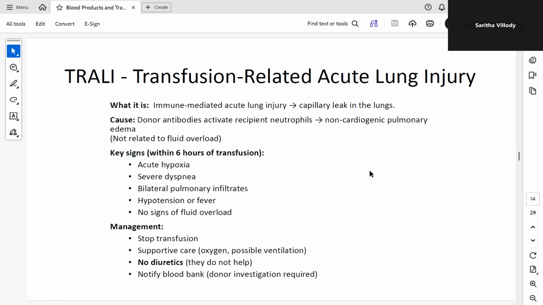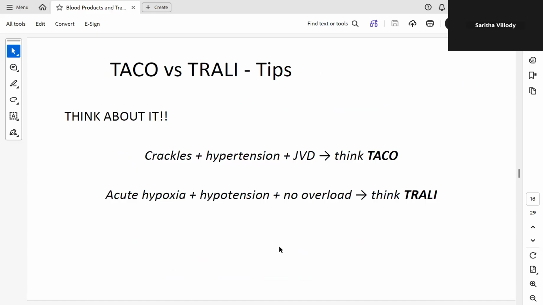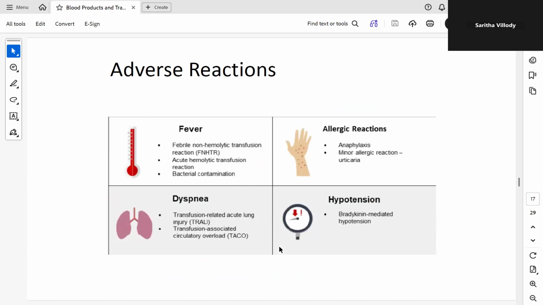I want you to learn these two conditions really, really well, and you can expect questions from that. So the difference between the two: one is fluid overload, the other one is immune injury. In one you see hypertension, in the other you see hypotension. Jugular venous distension is present in one, absent in the other. When you give diuretics, TACO will improve. With TRALI, there is no improvement because there is no fluid volume overload. So this is important, learn it.